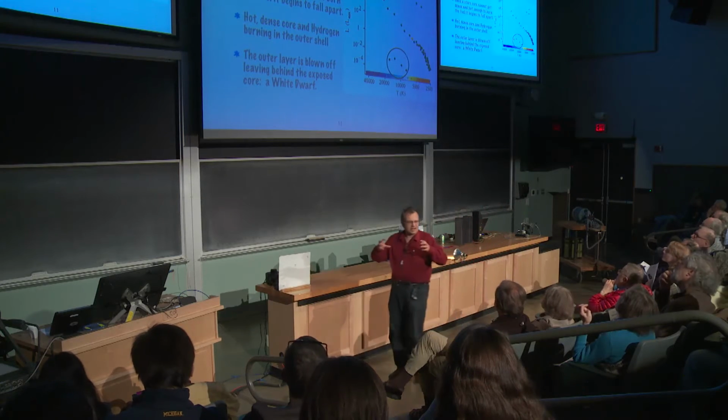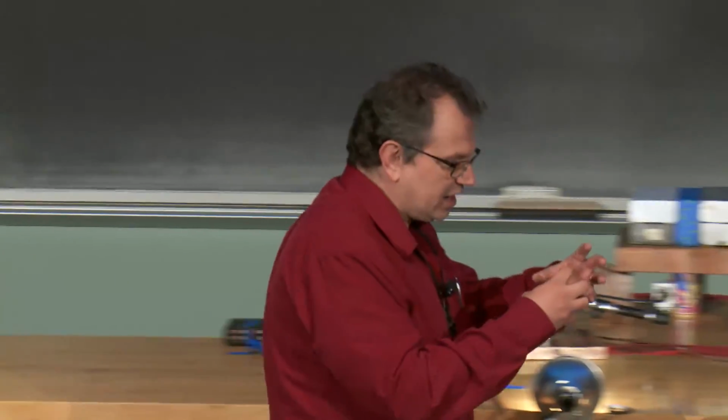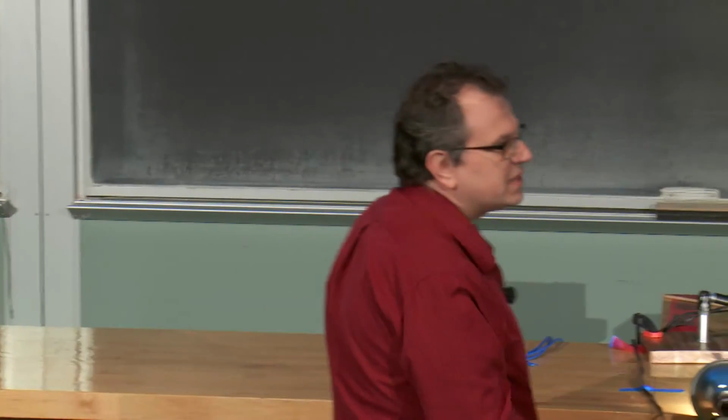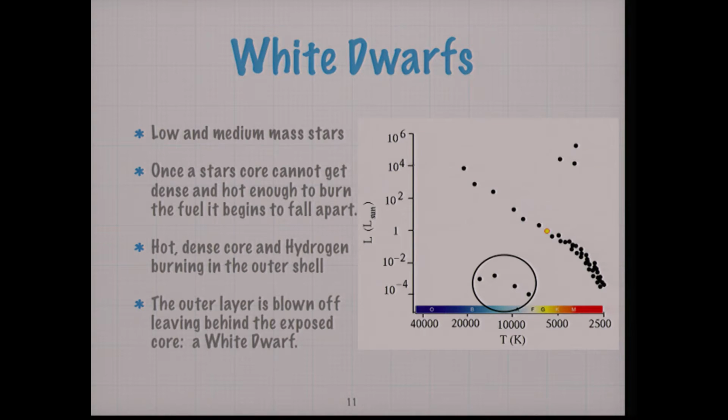And what's left behind is the hot, dense core. Right? This hot, dense core is what's left over, and that hot, dense core is called a white dwarf. And it's called a white dwarf, again, because if you look at the HR diagram, these guys down here in the lower left, well, they're hot. See, they're over on the blue and purple side of the plot.